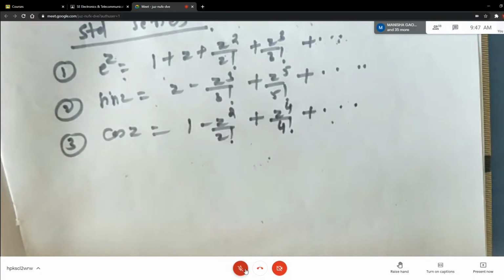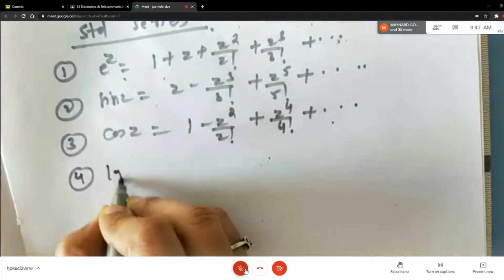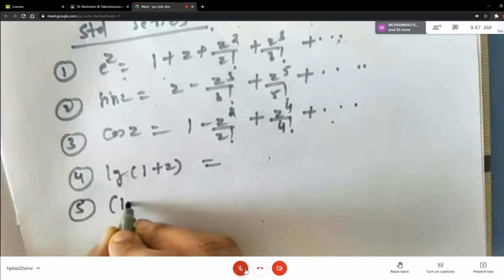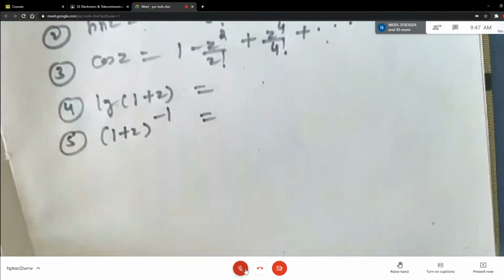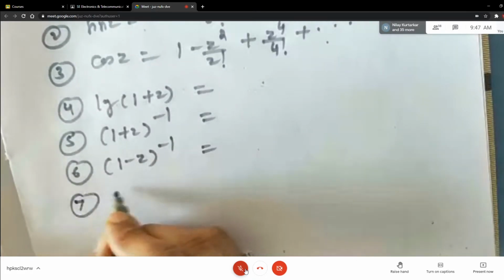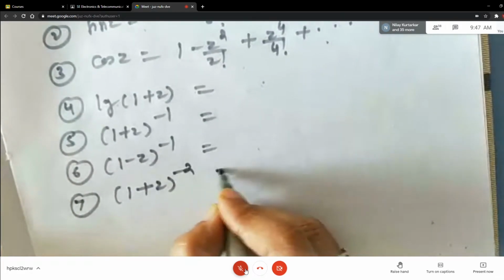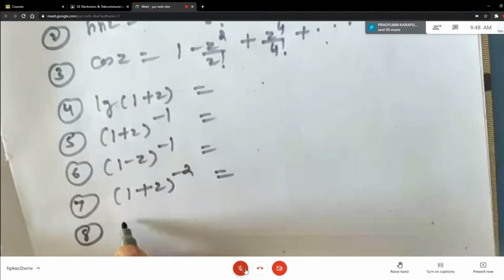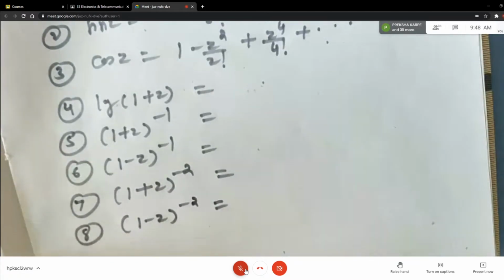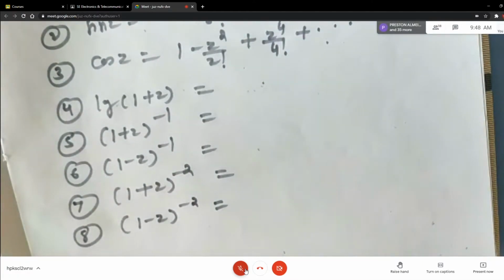Now I want you to write the expansion for log of 1 plus z, then 1 plus z raised to minus 1, 1 minus z raised to minus 1, 1 plus z raised to minus 2, and 1 minus z raised to minus 2. Okay. So just see if you can write down these expansions.